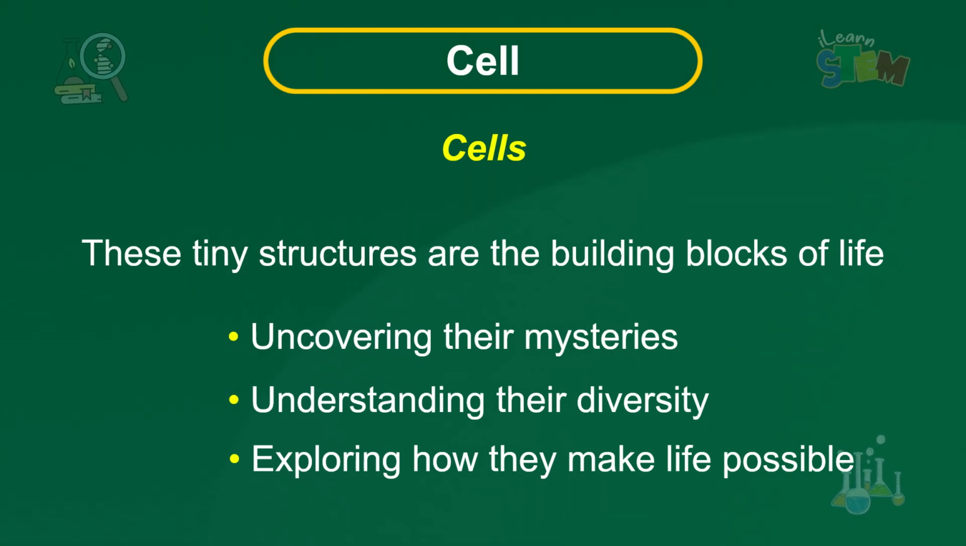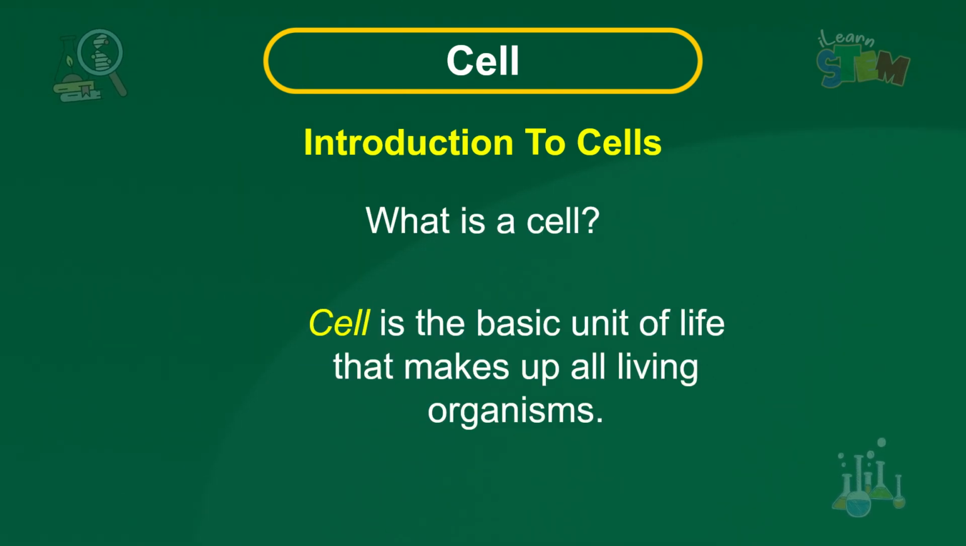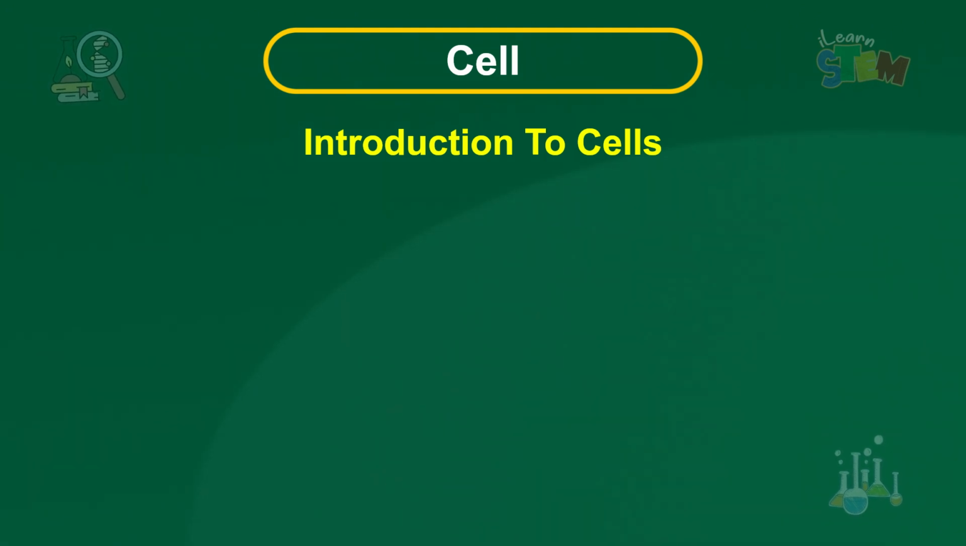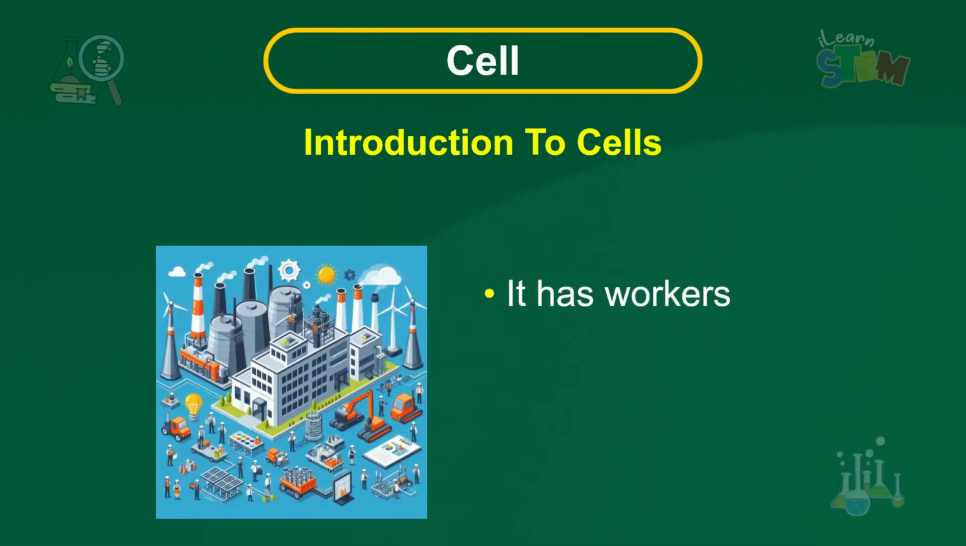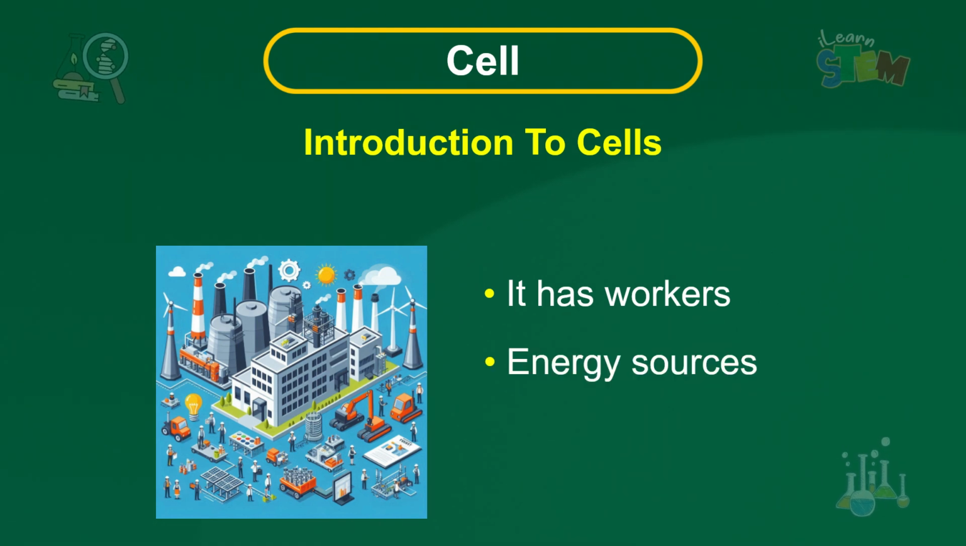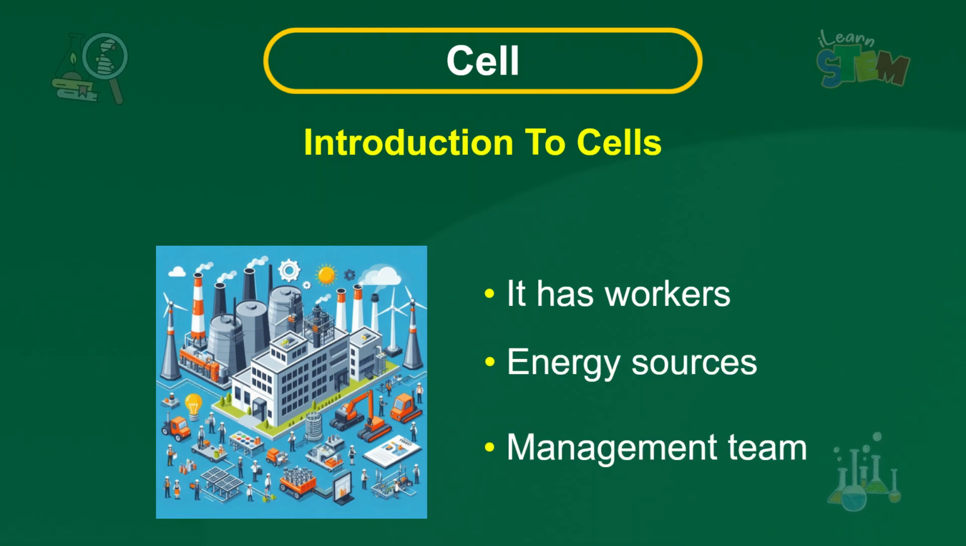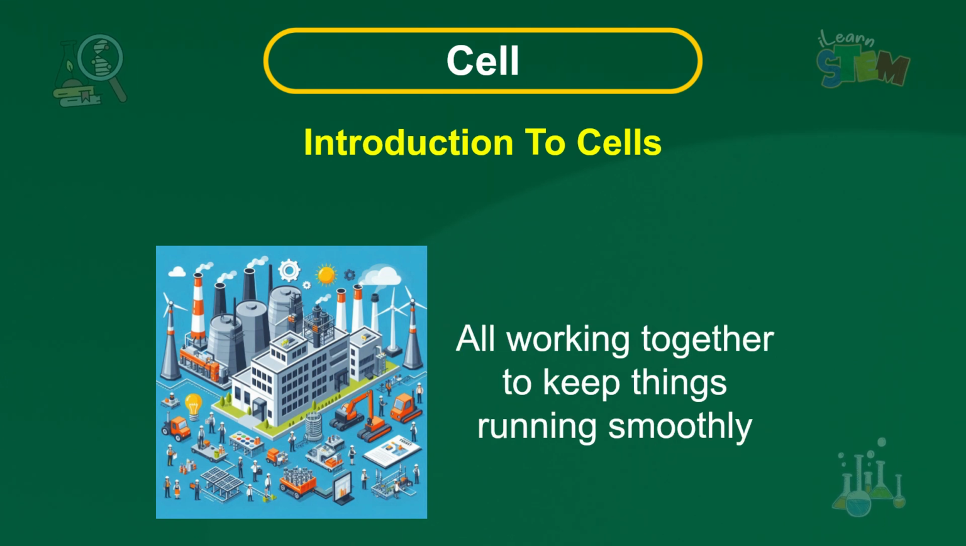Now, let's get started. Okay, so first off, what is a cell? A cell is the basic unit of life that makes up all living organisms. Think of a cell as a little factory. It has workers, energy sources, and a management team, all working together to keep things running smoothly.